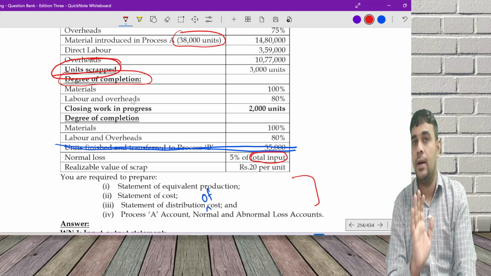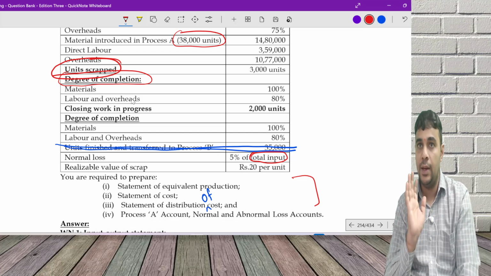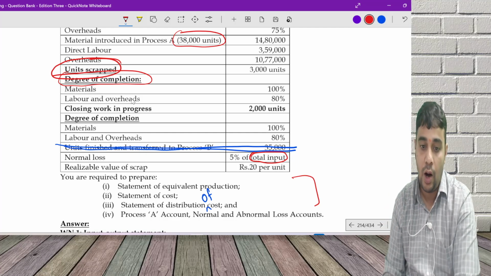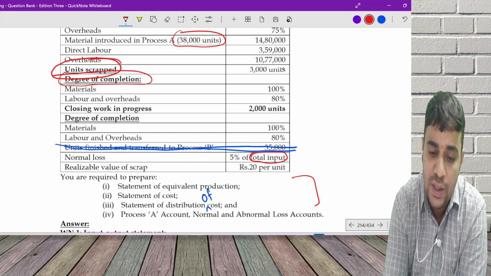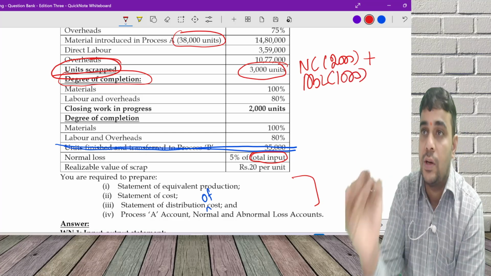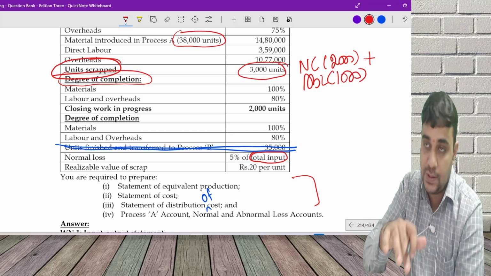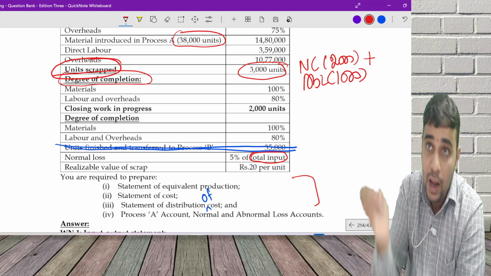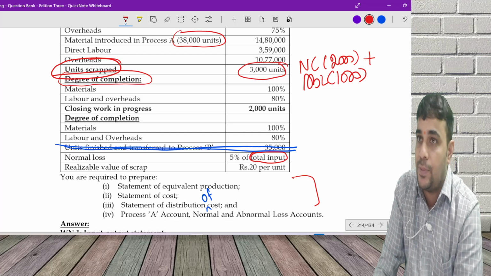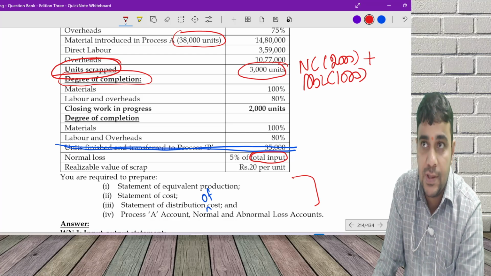So how do I get now the actual output? I have told you very clearly we don't have that information. Now, how do I get to that? Unit scrap is normal loss 2000 plus abnormal loss 1000. Otherwise, if normal loss was 4000, abnormal gain is 1000. Unit scrapped is how much? 3000.